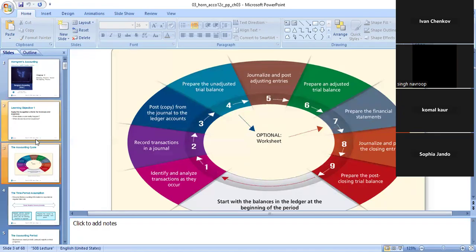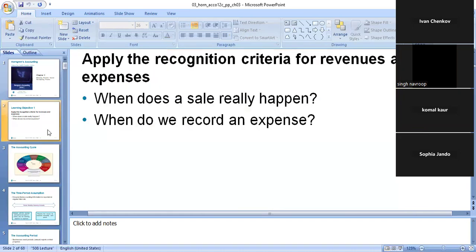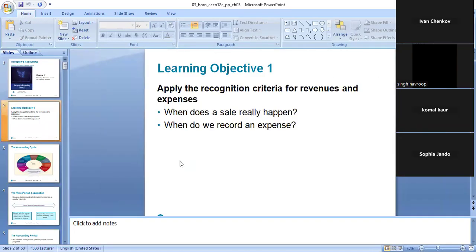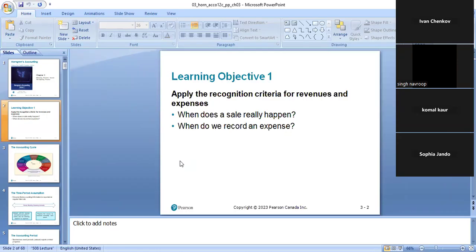Now the question is, since we prepared this trial balance, why do we need to adjust it? Well, because we have to answer a few questions. Since we're focused on the revenue, the owners of the company want to see income, right? And we already know the income comes from the revenue minus expenses. So what we have to answer is when the sales actually happen and when we can record the expenses.